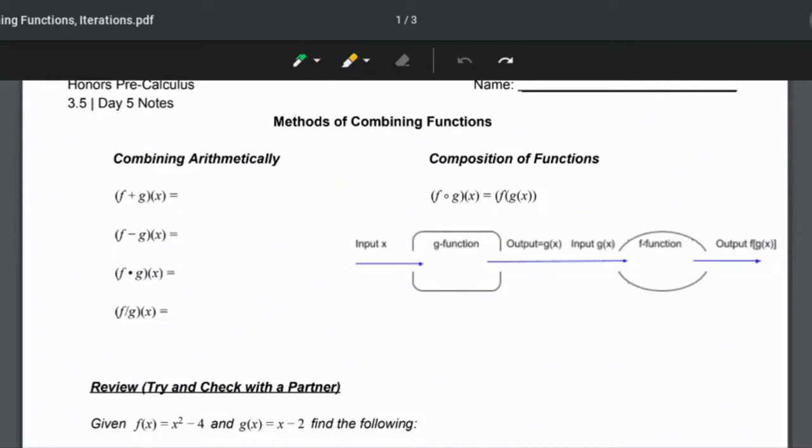Day 5 notes, and this is Mrs. Sagliano, and we're just going to get started. So basically we are doing function notation, where sometimes you're adding, subtracting, multiplying, or dividing.